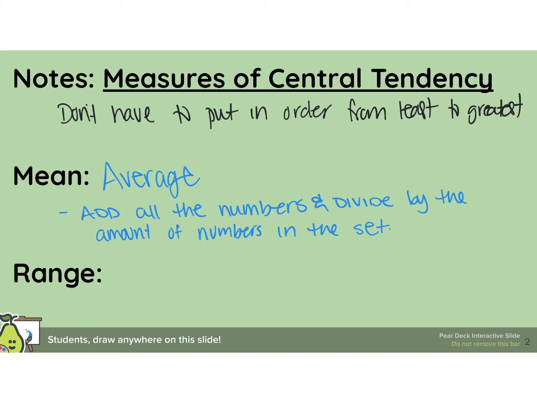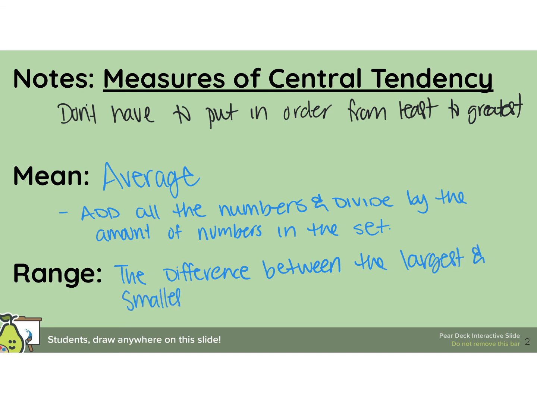And then the range is simply the difference between the largest number and the smallest number in the set. So you subtract them. The difference between the largest and smallest numbers. And difference means you are subtracting, right? So subtract.